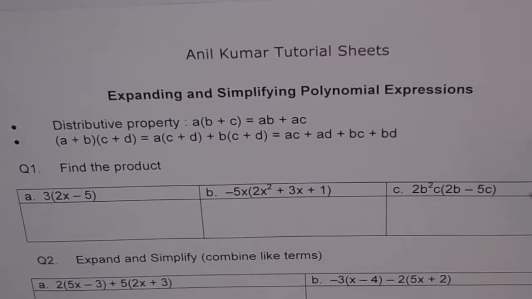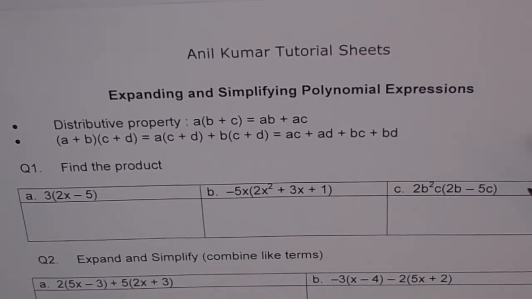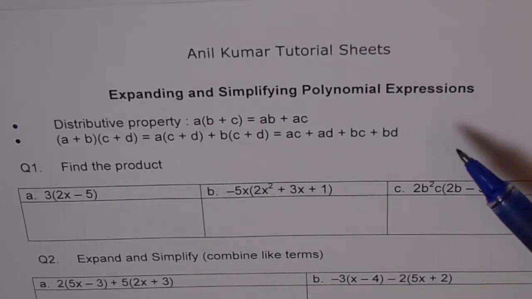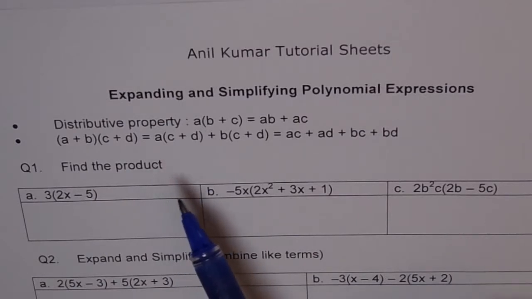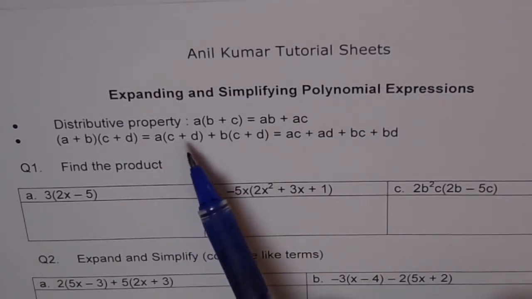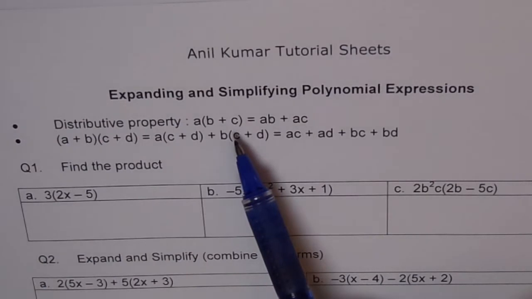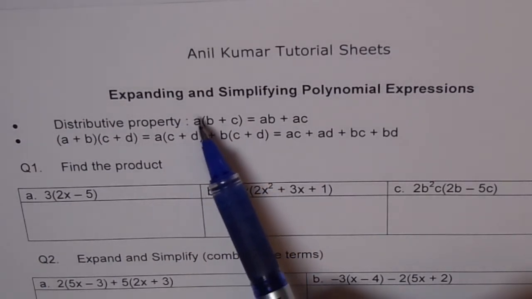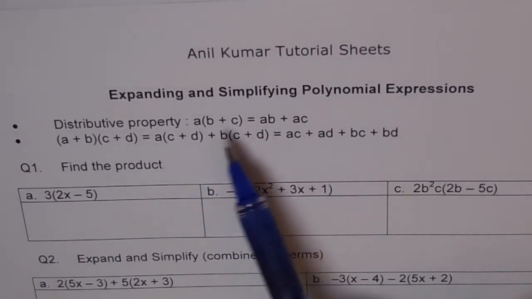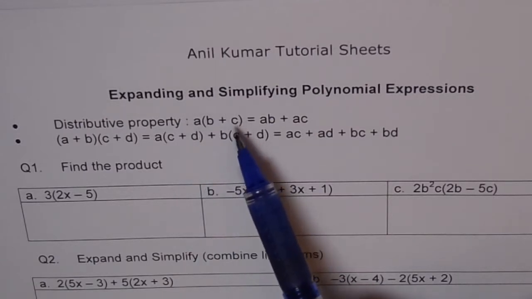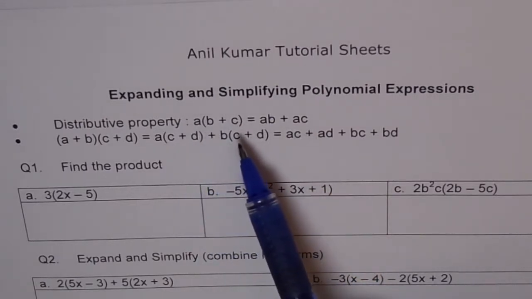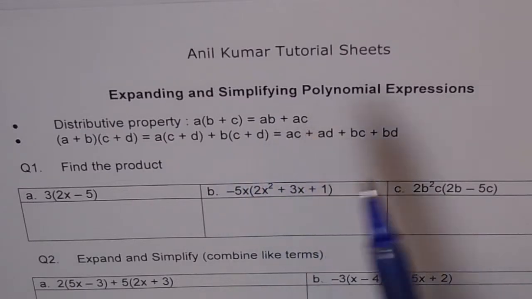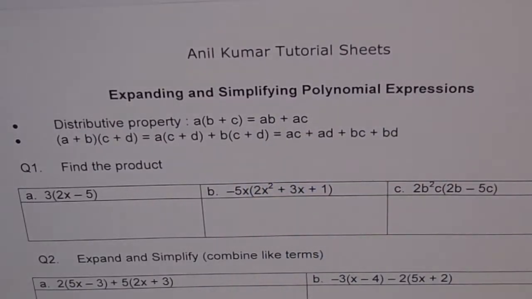Here is a tutorial sheet on expanding and simplifying polynomial expressions. So let's review the distributive property. If you multiply A with B plus C within brackets, then A gets multiplied with B, you get AB. Then you have to multiply A with C and you get AC. So A times B plus C in brackets is AB plus AC. This is called distributive property, right?